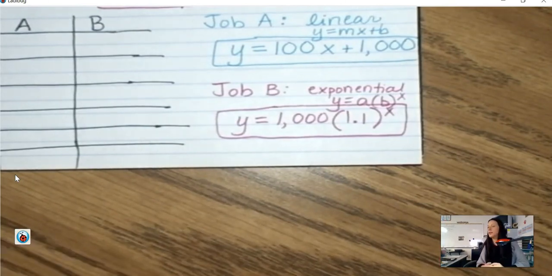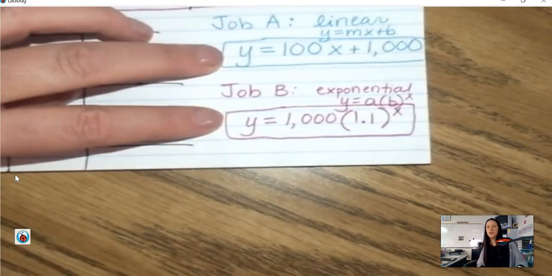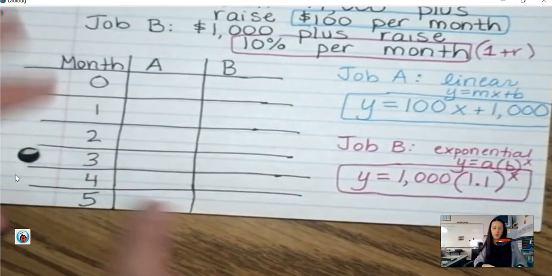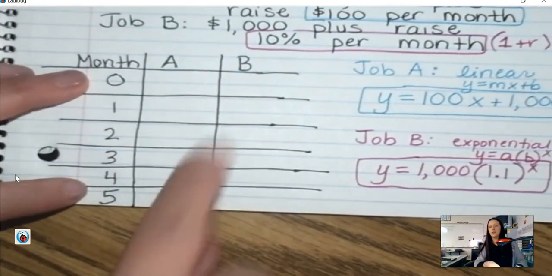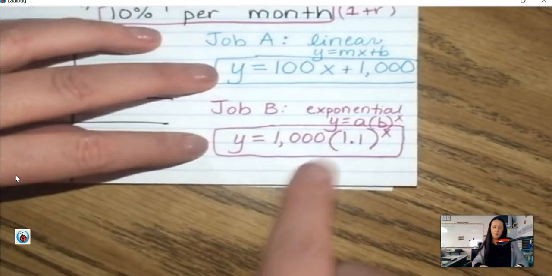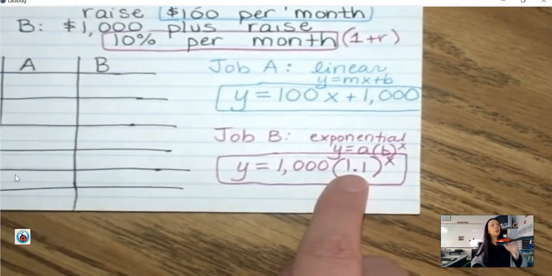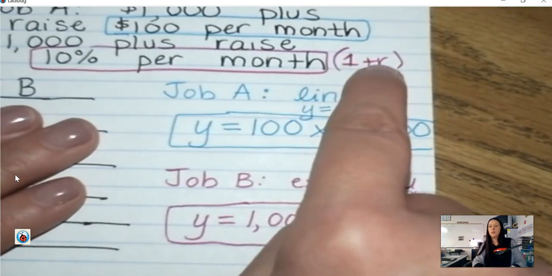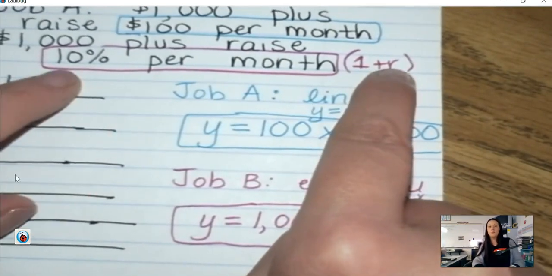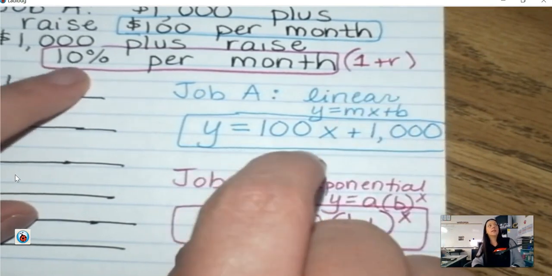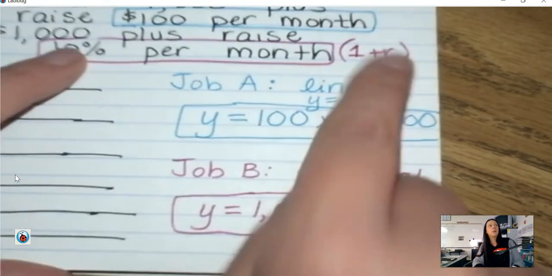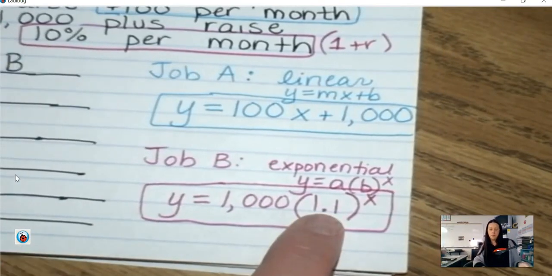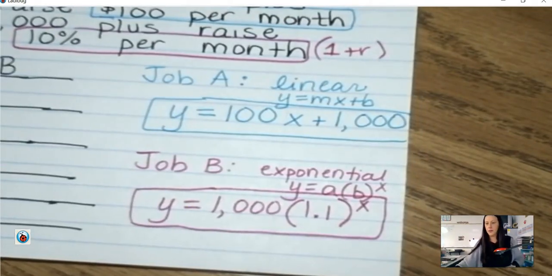Okay, get your calculators. We're going to put both of those equations in. We're going to pull up the table and fill this in for 0 through 5. So I got the 1.1. If you're not sure where I got the 1.1, the growth rate is always 1 plus whatever that percentage is as a decimal. 0.1 is 10%. 10% is 0.1. 1 plus 0.1 is where I'm getting this 1.1. Okay, go into your graphing calculator.